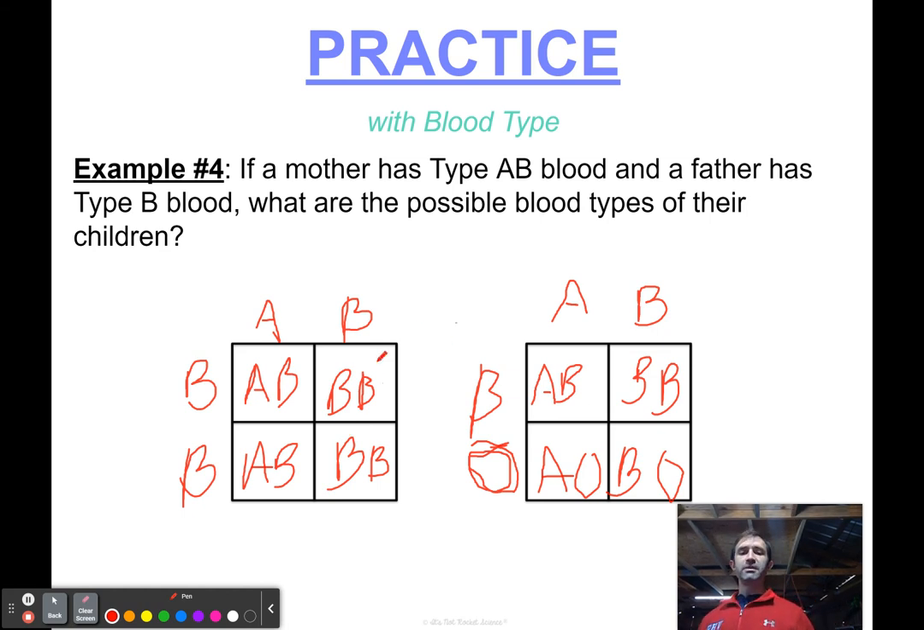So again, the reason we did two Punnett squares is because dad had two possible genotypes, because it just said he was type B blood. He could be BB or he could be BO.